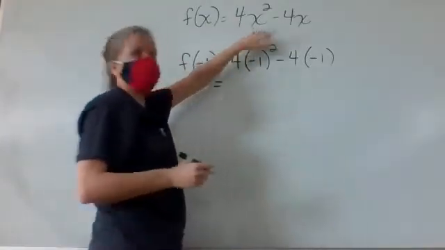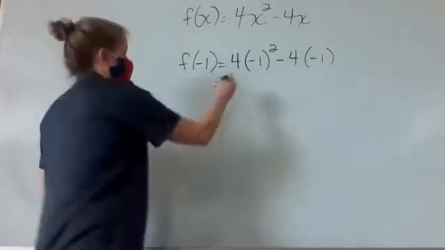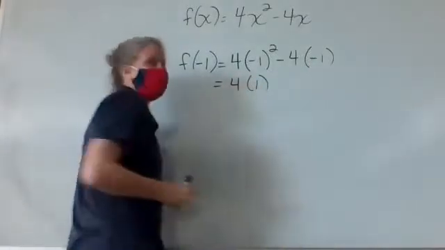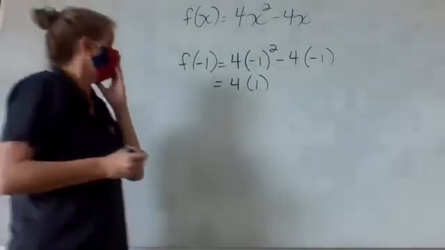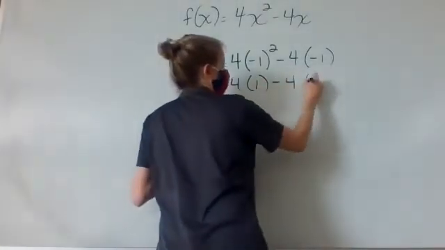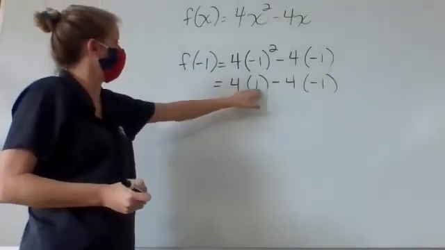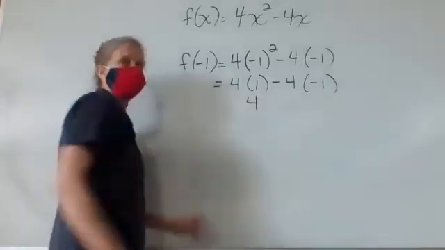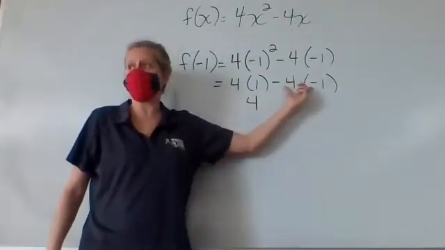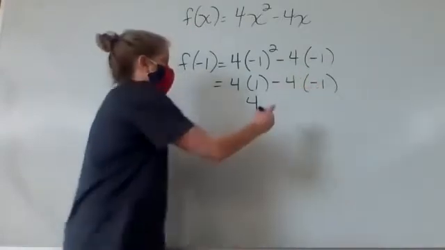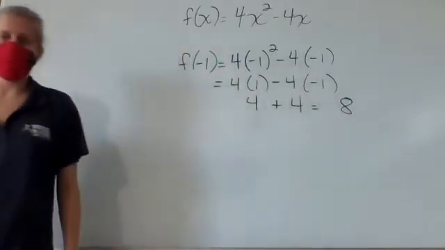What is negative 1 squared? That means negative 1 times itself. So negative 1 times negative 1 actually turns that into positive 1, right? Brought the rest down. Now do your multiplication. 4 times 1. 4. What is this? It's a negative times a negative here. So negative 4 times negative 1 actually turns that into plus 4, which gives me 8.